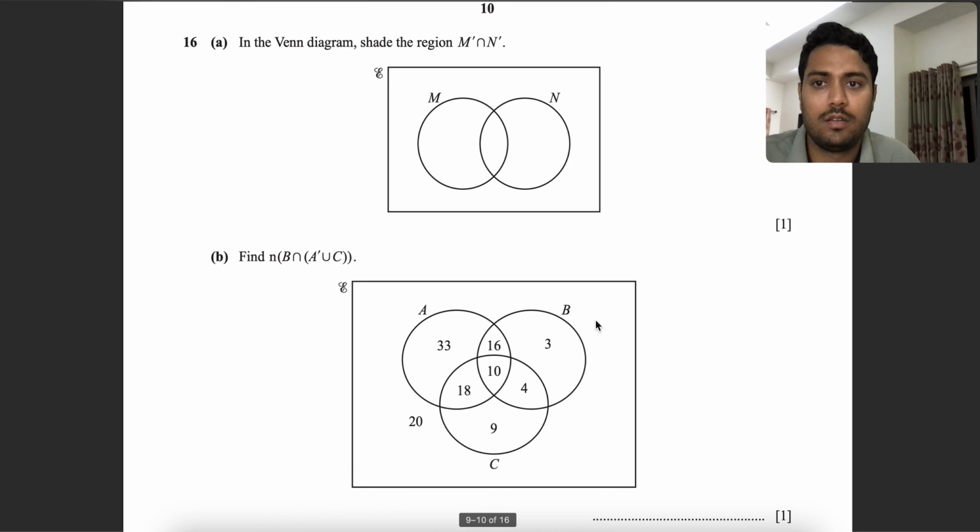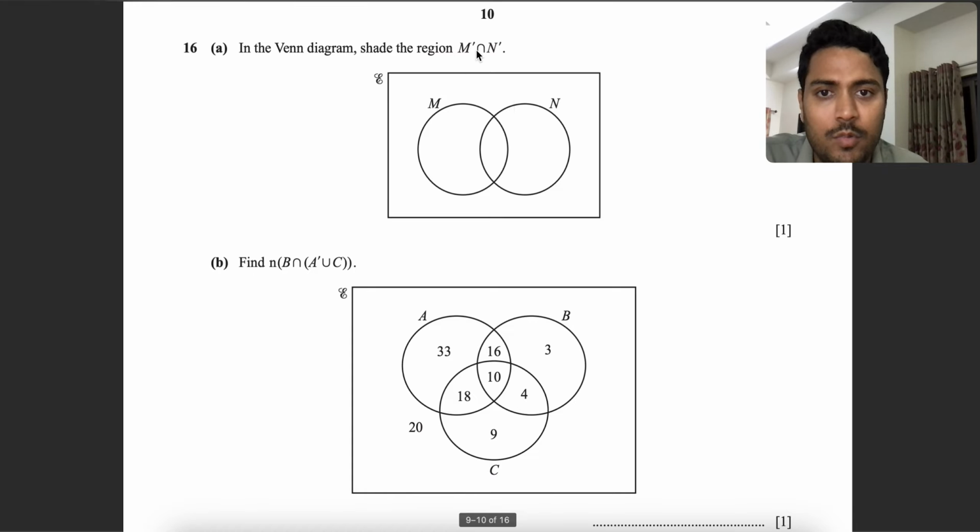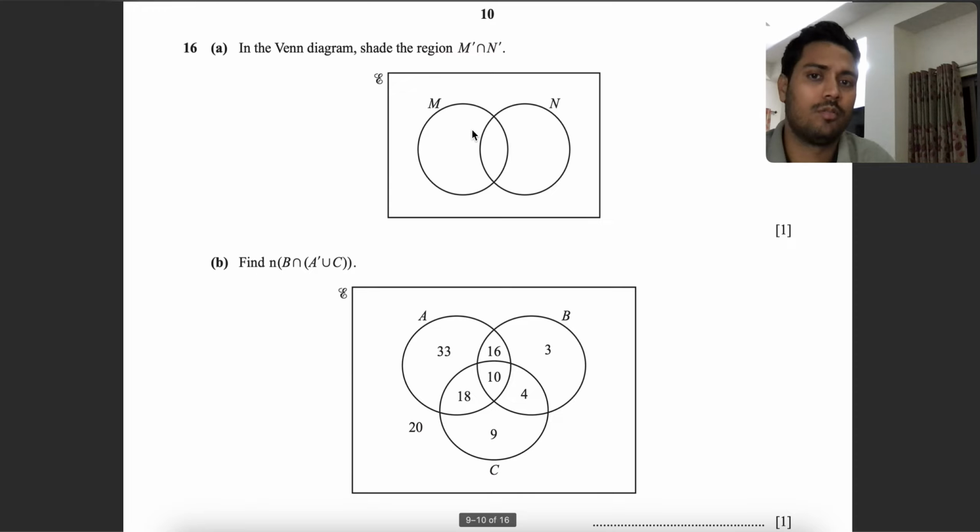Question number 16. It says in a Venn diagram, shade the region M naught intersection N naught. So M naught is everything apart from M, and N naught is everything apart from N. So this part will be shaded. The outside part will be shaded, this part. Only the outside part will be shaded. So this is the answer.